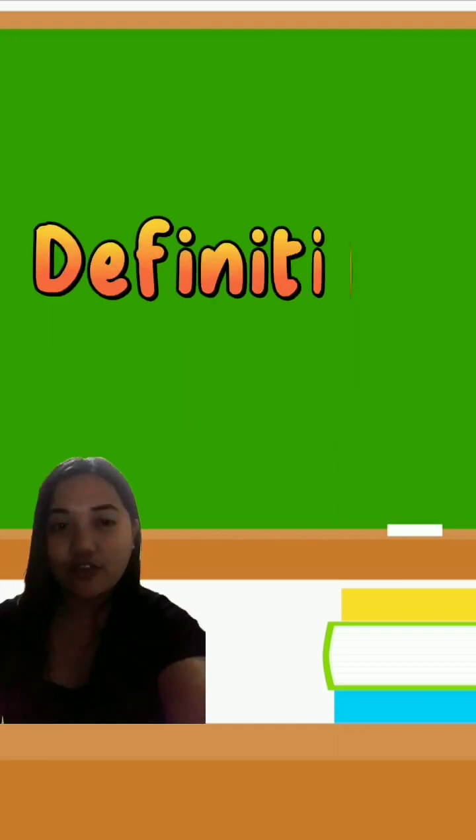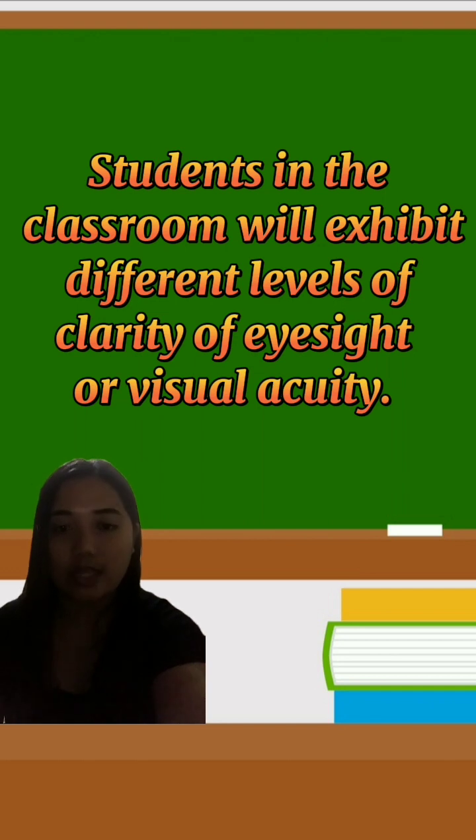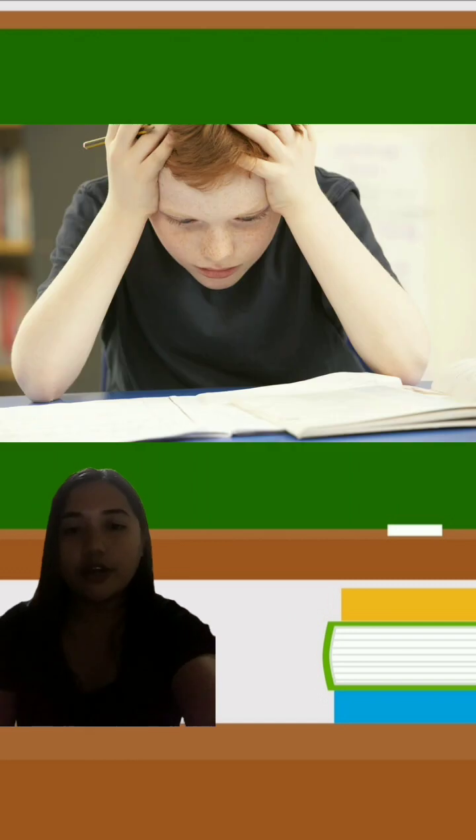First, definition. Students in the classroom will exhibit different levels of clarity of eyesight or visual acuity. There may be some students with hampered or restricted vision. Learners with difficulty seeing are those with issues regarding sight that interfere with academics.